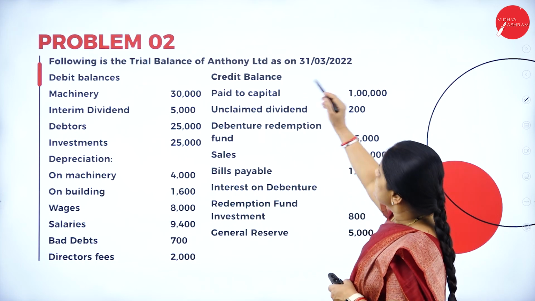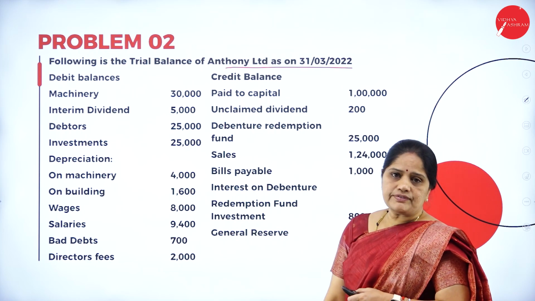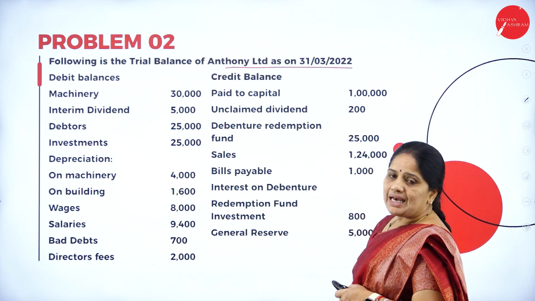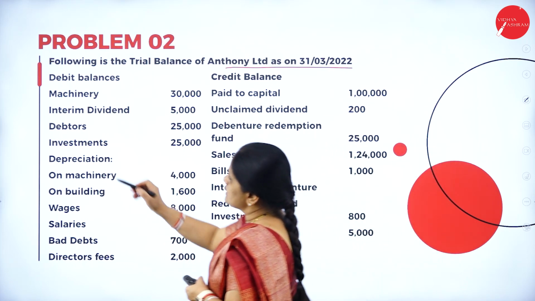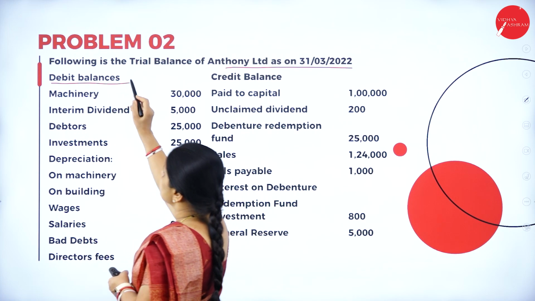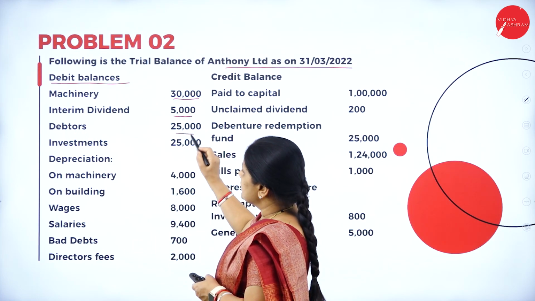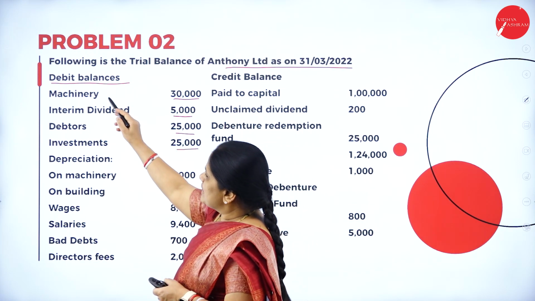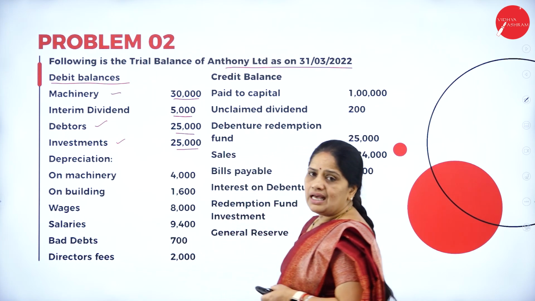The following is a trial balance of Antony Limited as on 31st March 2022. So they have given us the debit balances and the credit balances. So let us see what are the debit balances here. So in the debit balances, we have machinery, interim dividend, debtors, investment. So all these, this machinery, debtors and investments, they are all assets.